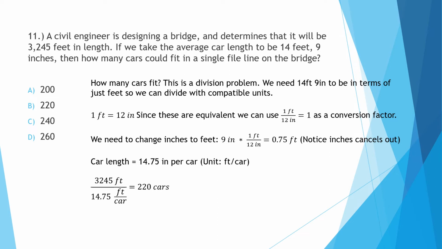In order to do this, we have to understand that 1 foot is equal to 12 inches. Many conversion factors you will be expected to know, and they will not be given to you, both imperial and metric units. 9 inches is the equivalent of 3/4 of a foot, or 0.75 feet. Therefore, 14 feet 9 inches is the same as 14.75 feet. Once we have compatible units, we can divide, and you will see that feet will cancel feet, top and bottom, with the division. 3,245 divided by 14.75 will equal 220. Therefore, 220 cars will fit on that bridge end to end.